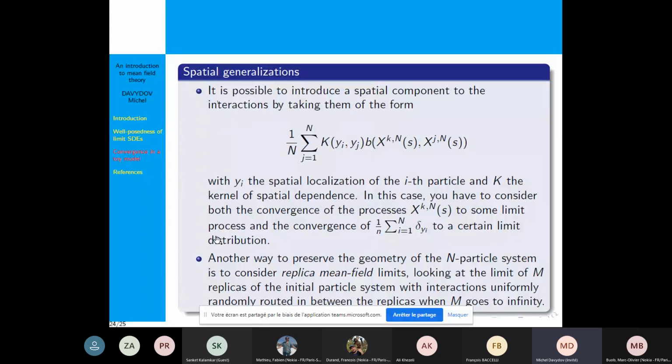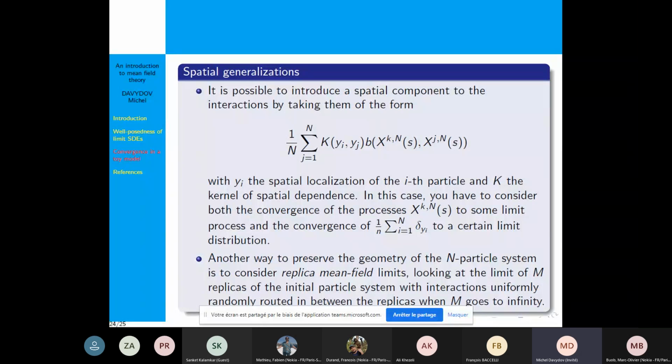So this is one way. And another way is what I talked about almost a year ago, which is what I've been working on, which is replica mean field models. So another way to preserve the geometry of the N-particle system is, instead of looking at the limit when the number of particles goes to infinity, you take M replicas of the initial particle system and you transform the way that interactions happen inside your system. Instead of your interactions happening inside the initial particle system or inside the replicas, basically all the interactions become uniformly routed in between the replicas.